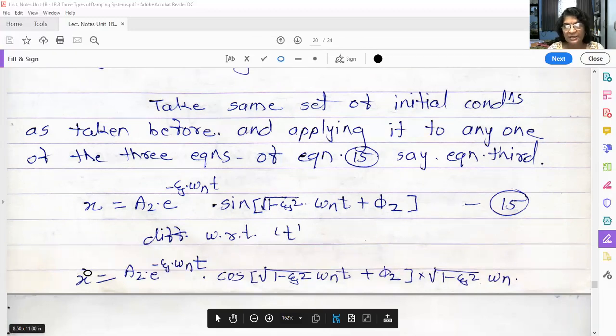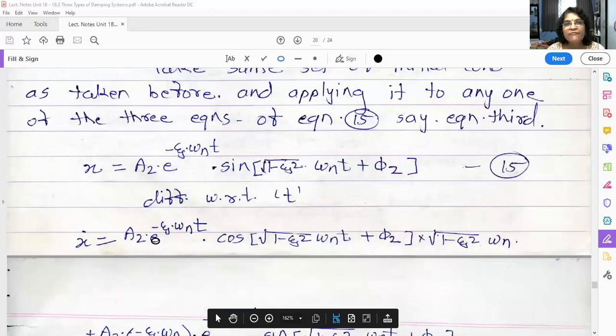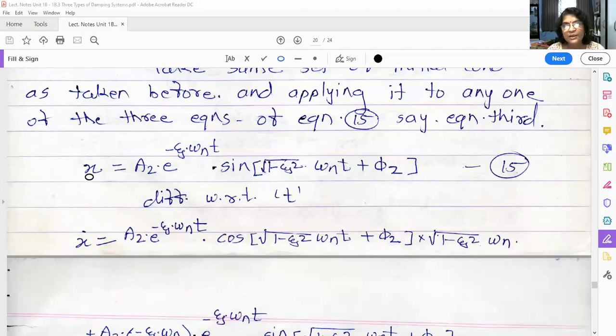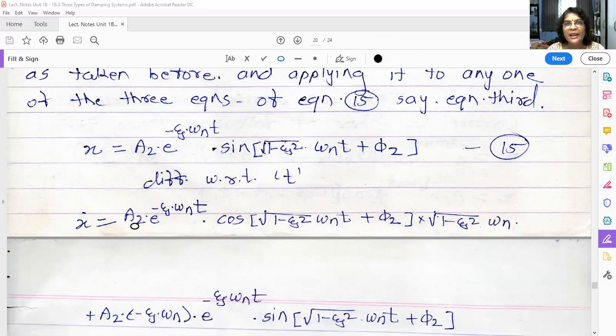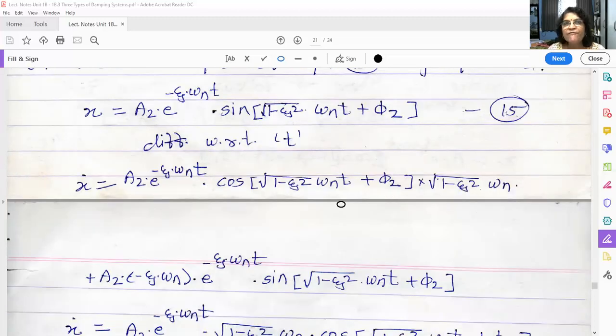X dot is velocity. So let us differentiate this term, that is x. You have to apply the rule of u into v. A2 is constant, so assume this is u, this is v. So u into v, differentiate. A2 is constant, v and u as it is: e raised to minus zeta omega n t into the differentiation of sine of square root of 1 minus zeta square omega n t plus phi 2, which is cos of the same angle into square root of 1 minus zeta square into omega n. So this is the differentiation of the first term.